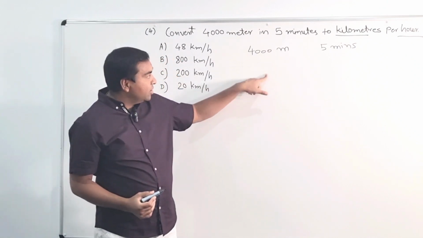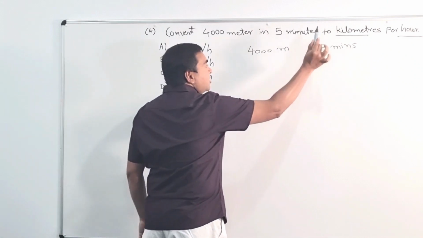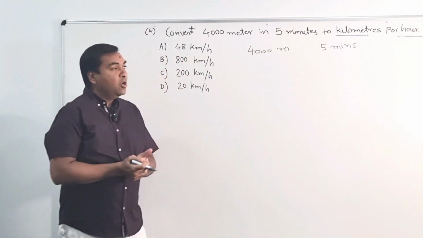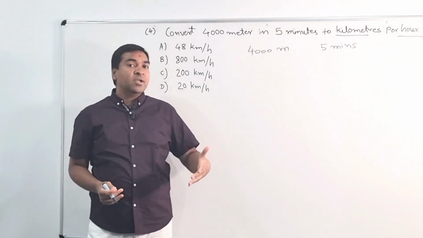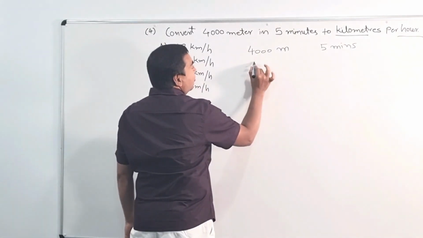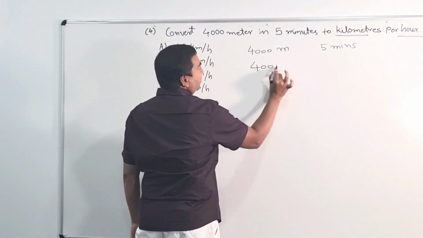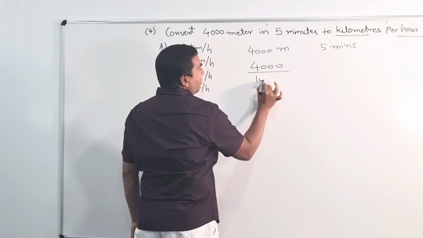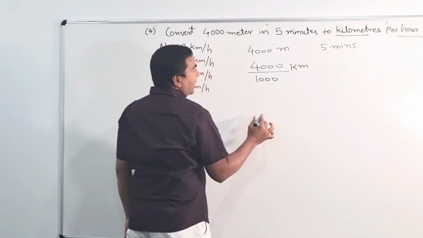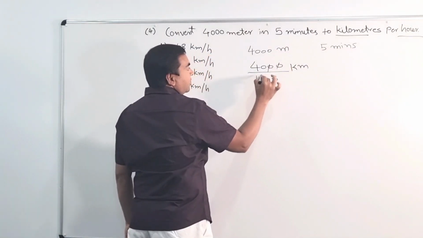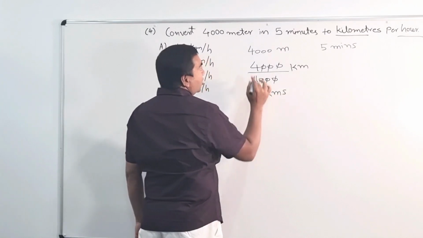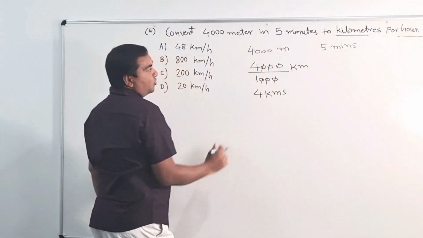So I'm going to change that meter into kilometer and minutes into hour. How can I change meter into kilometer? 1 kilometer is 1,000 meter. So when I'm changing meter to kilometer, I'm going to divide by 1,000. So 4,000 divided by 1,000. So that is going to be changed into kilometer, and all 3 zeros will be cancelled. So that will be 4 kilometers. So I changed my 4,000 meters into 4 kilometers.